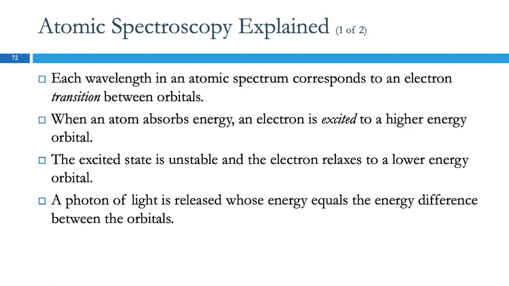So the excited state can exist for a period of time. It's unstable. It will eventually relax down to a lower energy level, a lower energy orbital. And when that happens, a photon of light will be released that corresponds to the energy difference between the two orbitals. So energy in, the electron goes to a higher level, and it comes back down, energy goes out. And what we're seeing in the atomic spectroscopy, or the atomic spectra, is the transitions where that photon has energy that corresponds to visible light.